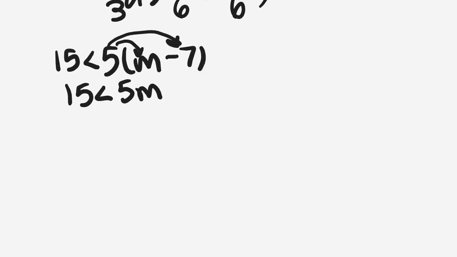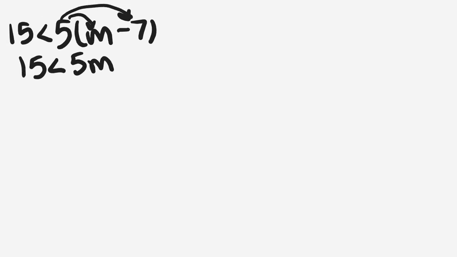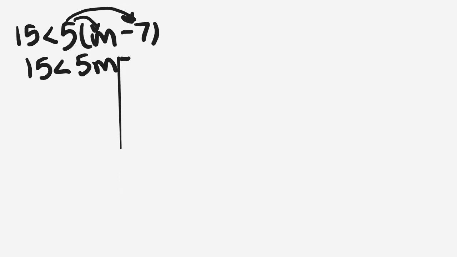All right, so number 6, we have 15 less than 5 parentheses M minus 7. All right, you already know what's upsetting me here. The parentheses, let's get rid of it. So we have 15 less than 5M, right? Because 5 is visiting the M, and then 5 is visiting the negative 7. To give us a negative 35. That's okay. We'll just pretend that didn't happen.